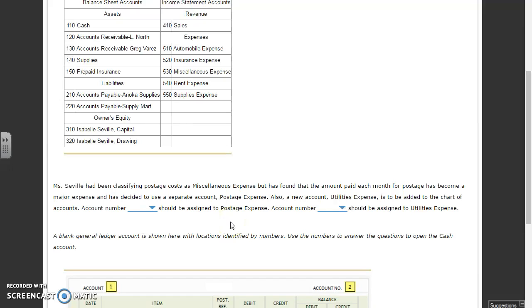Now remember, we count off by those 10 so that we have some room in between if we have to add in accounts, and that way we're not having to renumber our whole chart of accounts. Because if we look, obviously postage expense is going to fall in between miscellaneous and rent. So what we're going to do is count off by fives when we add something in the middle. So we're going to say 535 for postage. Now, account number blank should be added to utilities. Utilities just falls nicely at the end of our list, so we'll just keep continuing on counting by 10. So we're going to say 560.